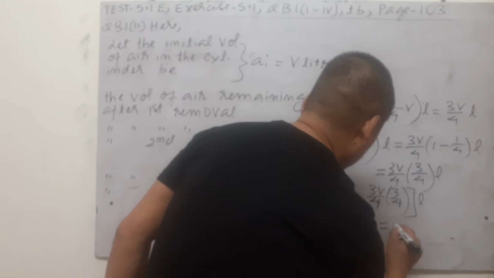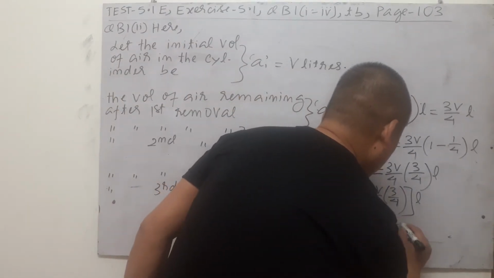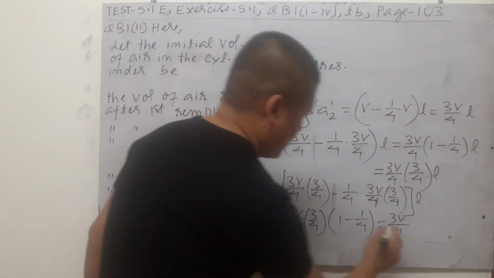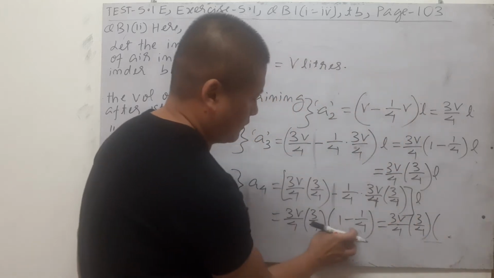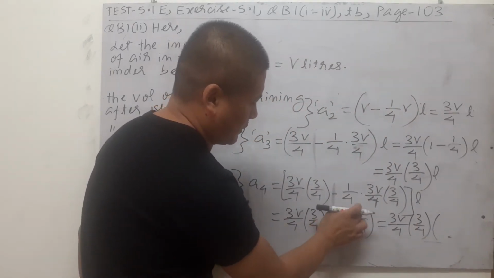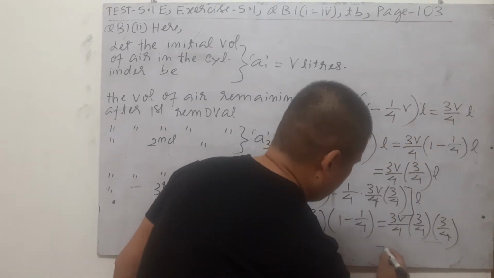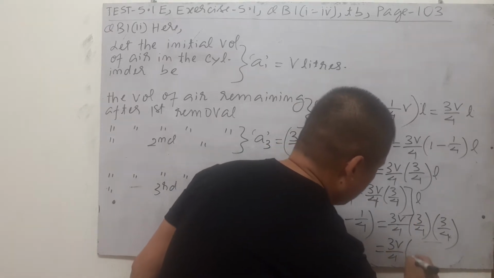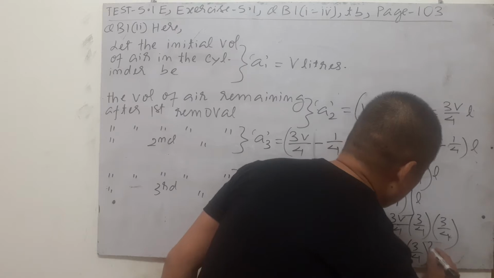So that will be equal to 3V/4, this one, into 3/4 into (4 ones are 4, minus 1) 3 again, by 4. So slowly do it: 3V/4, same thing as it is, into 3/4 into 3/4 is (3/4) squared.